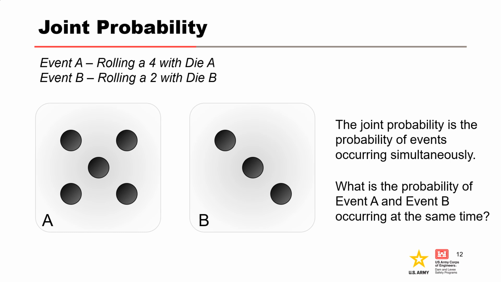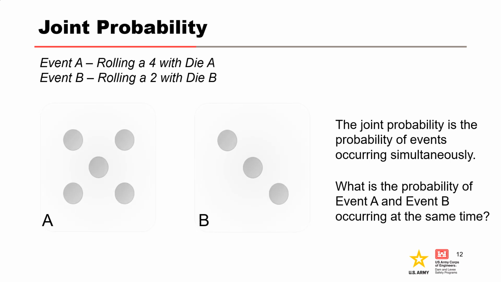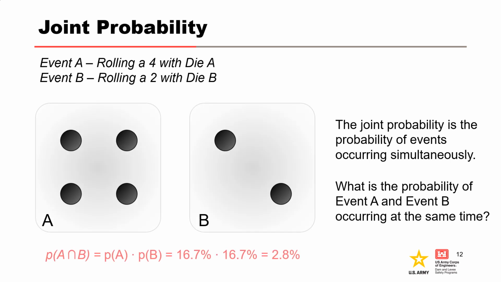Now let's say we want the probability of rolling a 4 with die A and a 2 with die B, or in other words, event A and event B occurring at the same time. This is a joint probability and can be calculated by multiplying the events' marginal probabilities together. The probability of rolling a 4 with die A is 16.7%, and the probability of rolling a 2 with die B is 16.7%. So we multiply those probabilities together to get the probability of rolling a 4 with die A and a 2 with die B on the same turn, which gives us 2.8%.